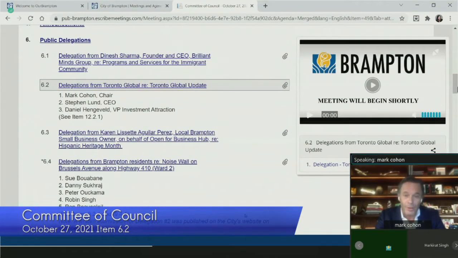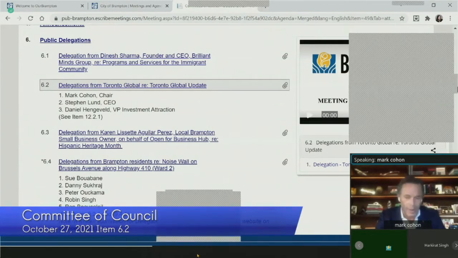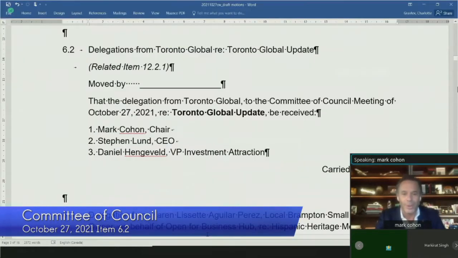Just at a very high level, since the inception of Toronto Global in 2017, we've had 151 new investments in the region, over 8,600 jobs created, and $1.7 billion in capital infused into the region. On a yearly basis, because of all the new jobs that have been created, that's an inflow of about another $1 billion every year into the region.